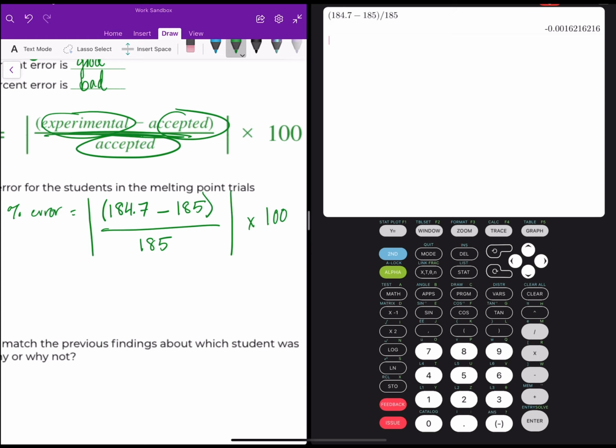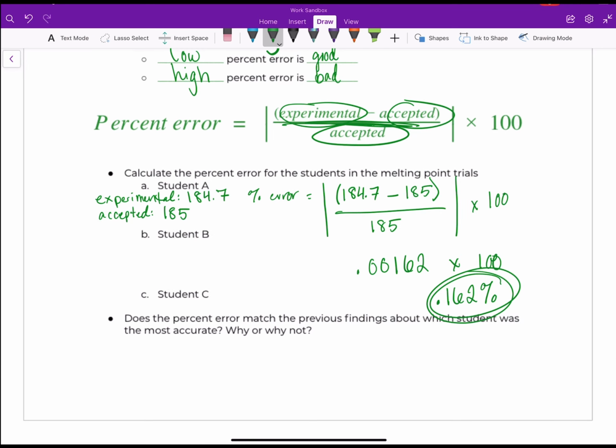Now let's incorporate absolute value. We notice the number came out negative from the calculator. In order to use absolute value, we just make the number positive. So we're going to forget that negative sign and just make it positive, because absolute value just means we have a positive answer. Let's use sig figs here. Our answer should have 3 sig figs in it so far. So we have 0.00162. And now we're going to multiply that by 100. And for our final answer for student A, we get 0.162%.